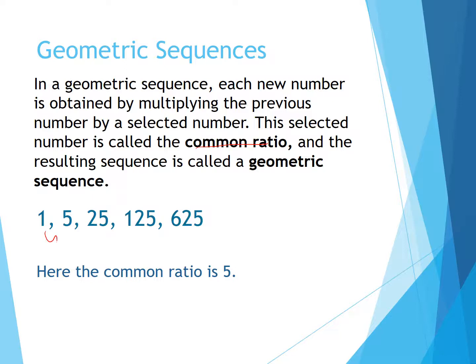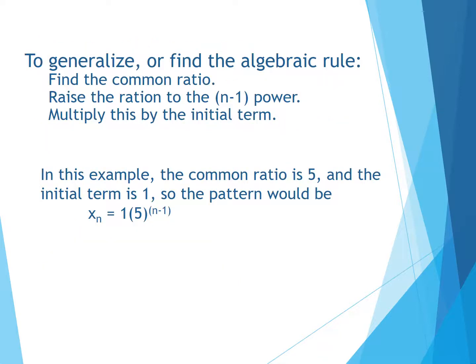So if I look here, 5 divided by 1 is 5. 25 divided by 5 is 5. And each time I do the division, I'm going to get 5. So that's called my common ratio. Now the common ratio does not have to be a whole number. It might be a fraction that you're multiplying by each time, but it's still called a common ratio.